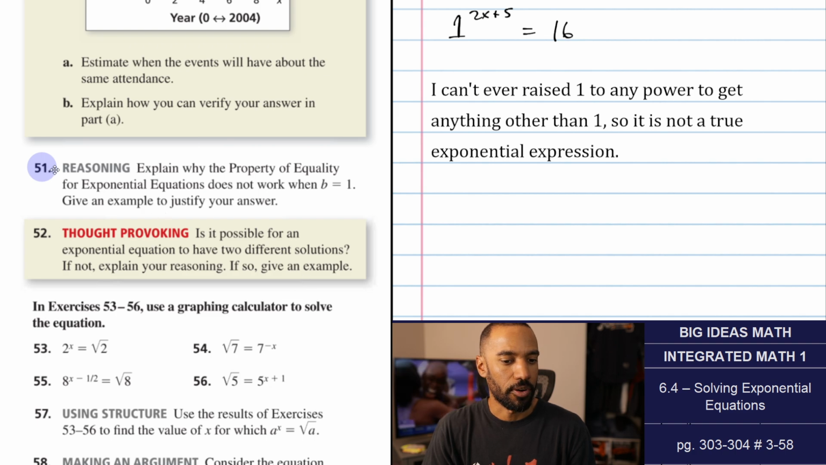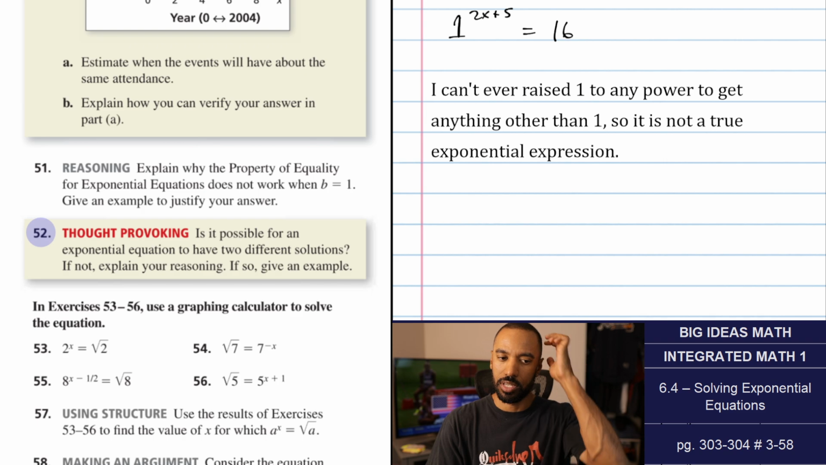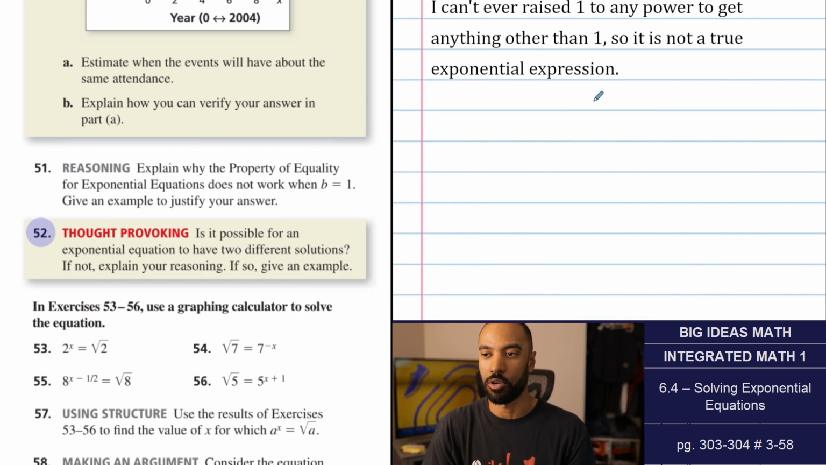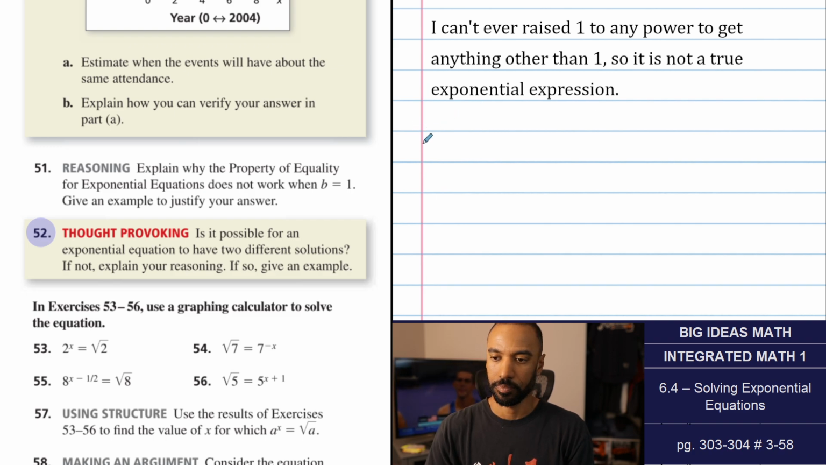Number 52, thought-provoking. Is it possible for an exponential equation to have two different solutions? If not, explain your reasoning. If so, give an example. Well, very much so. We did some graphing ones with them. So, yes.